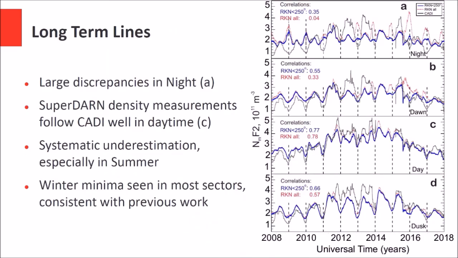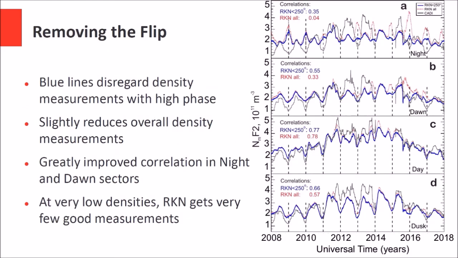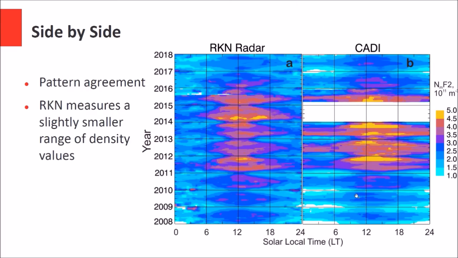Beyond this point, I have removed all of the high phase data from consideration. The next thing I'd like to look at is a side-by-side comparison showing the long-term patterns of both Rankine and Caddy. To me, these look quite good.